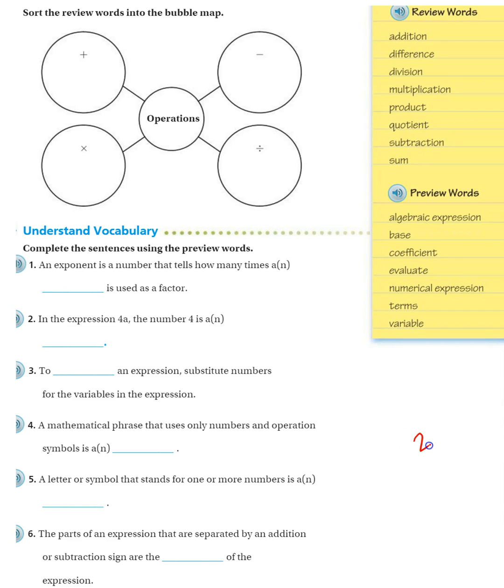Alright, in this video I'm going over page 260 of the Go Math textbook. This is chapter 7, lesson 1. Let's go ahead and get started.